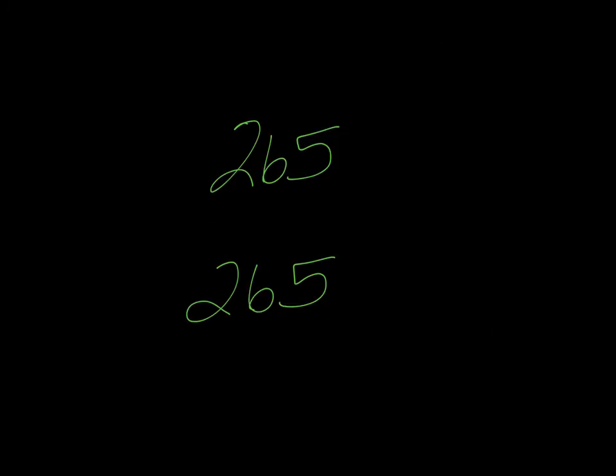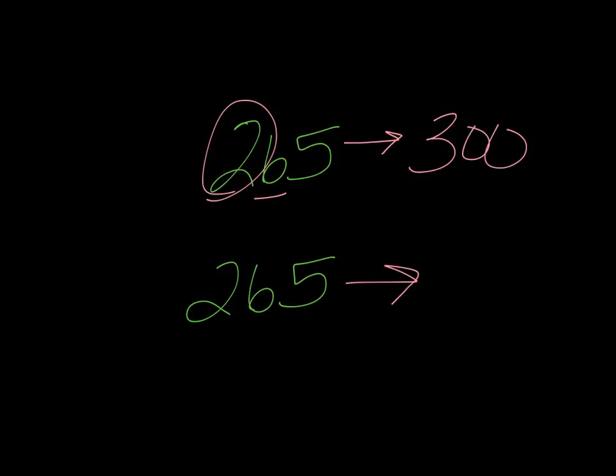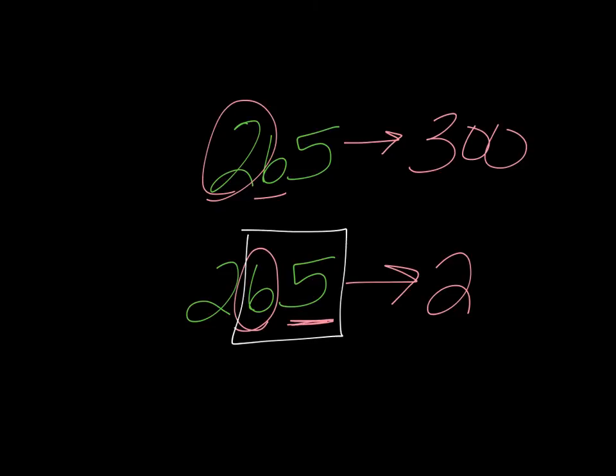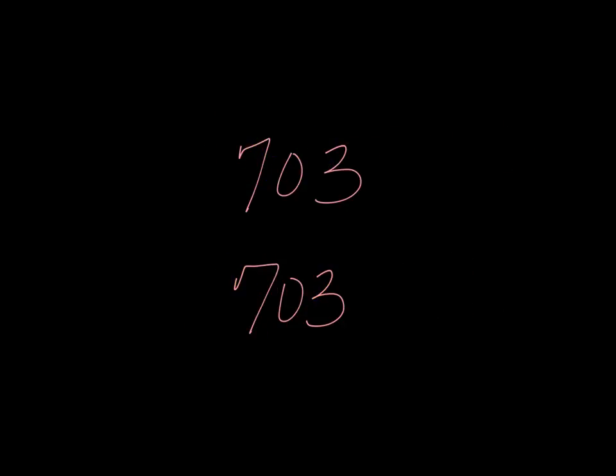Our next number is 265. So rounding to the nearest 100, 265 rounds to 300. Rounding to the nearest 10, I'm going to circle my tens digit, underline my 5. I'm going to write my 2 down, and then all I'm looking at is 65. 5 tells my 6 to go up, so I should have 270.